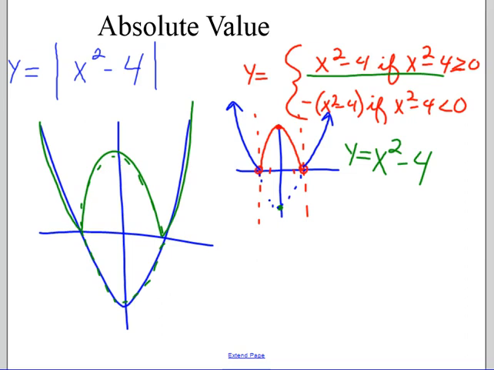Shouldn't you not have to graph the red, the upside down parabola, because it's not less than 0? When I pick the number 0 and plug 0 into this, I get 0 minus 4, which is negative 4. Is negative 4 bigger than 0? No. Don't do that graph.